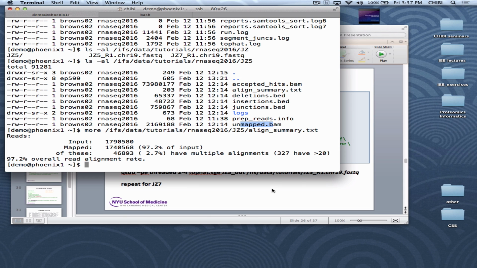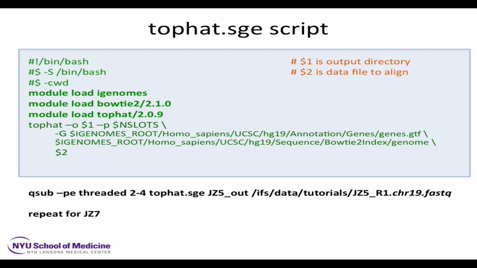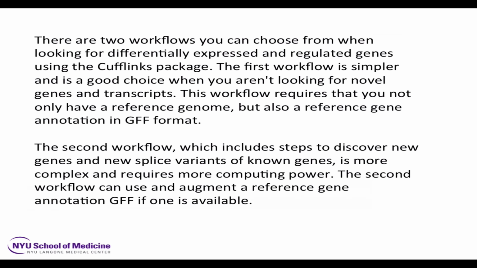Okay, getting back to my script. So this is your TopHat. There's two workflows after you have BAM files. There's two choices. First choice is to use a tool called Cufflinks. And for each individual sample, which is now an individual aligned BAM file, you count the number of expression level for each of the genes.